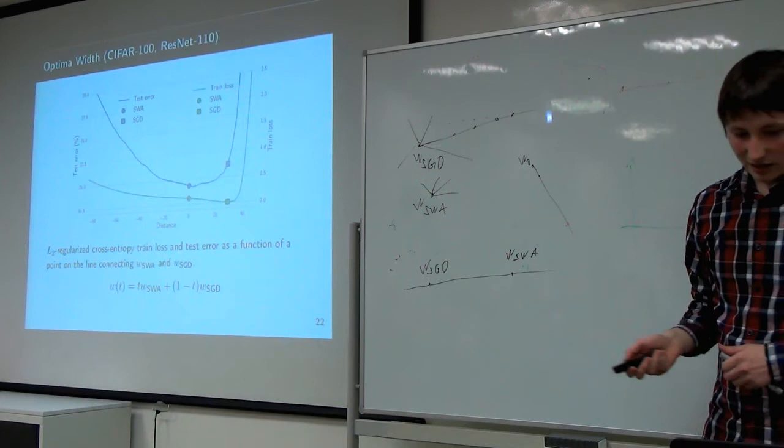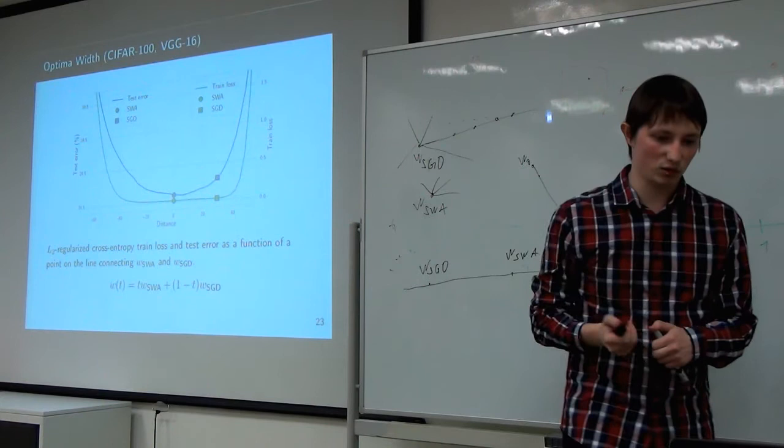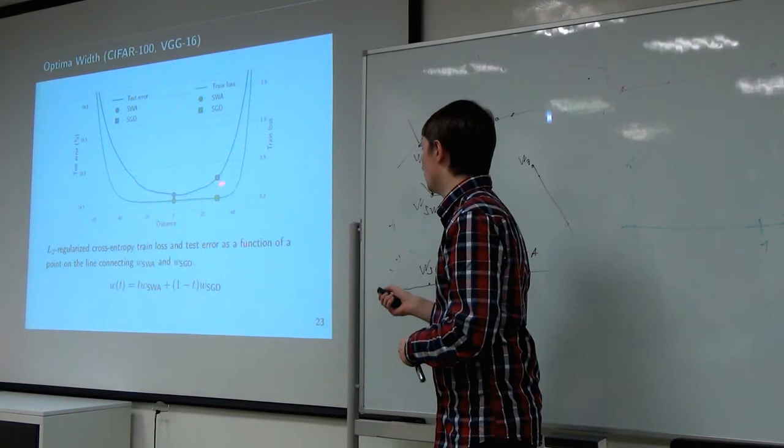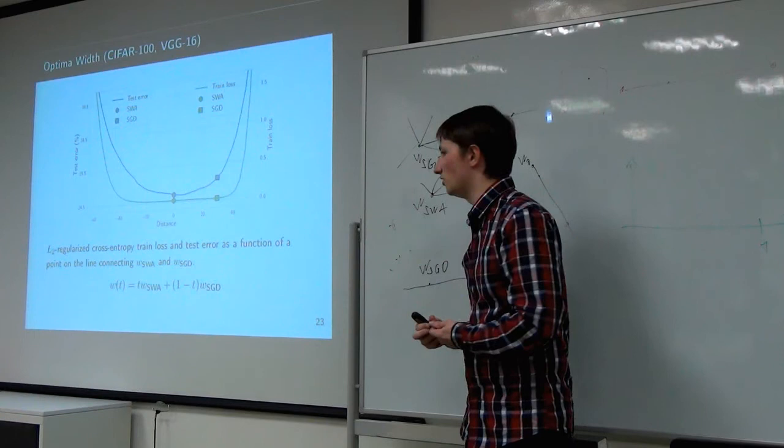And we have the same visualization for VGG. The previous one was for ResNet, and this one is for VGG. Here the situation is quite the same. When we go beyond the SGD, we have a steep increase in loss, and the average point lies in the middle of this wide valley of good points.